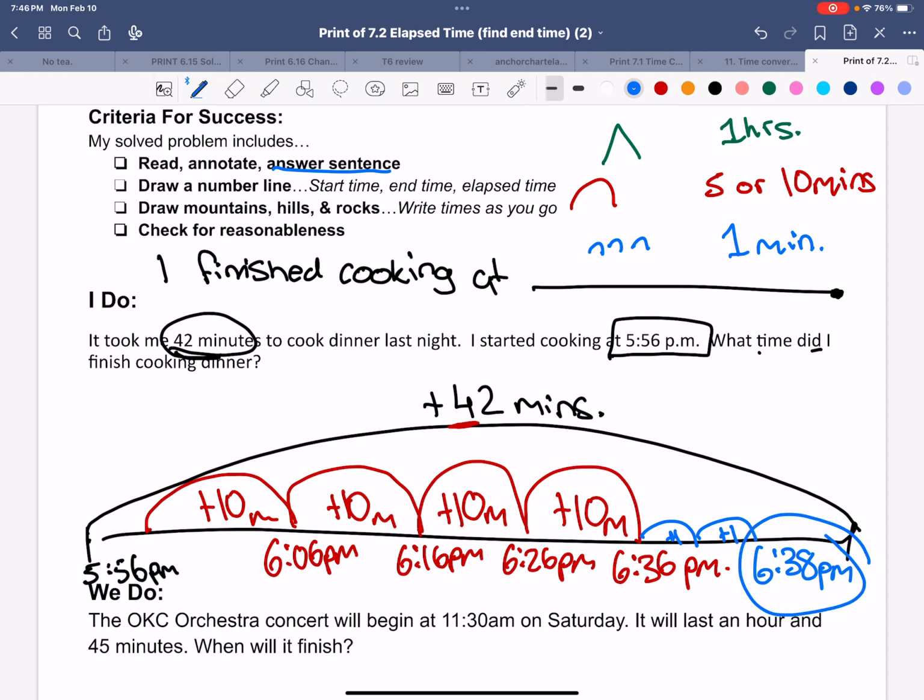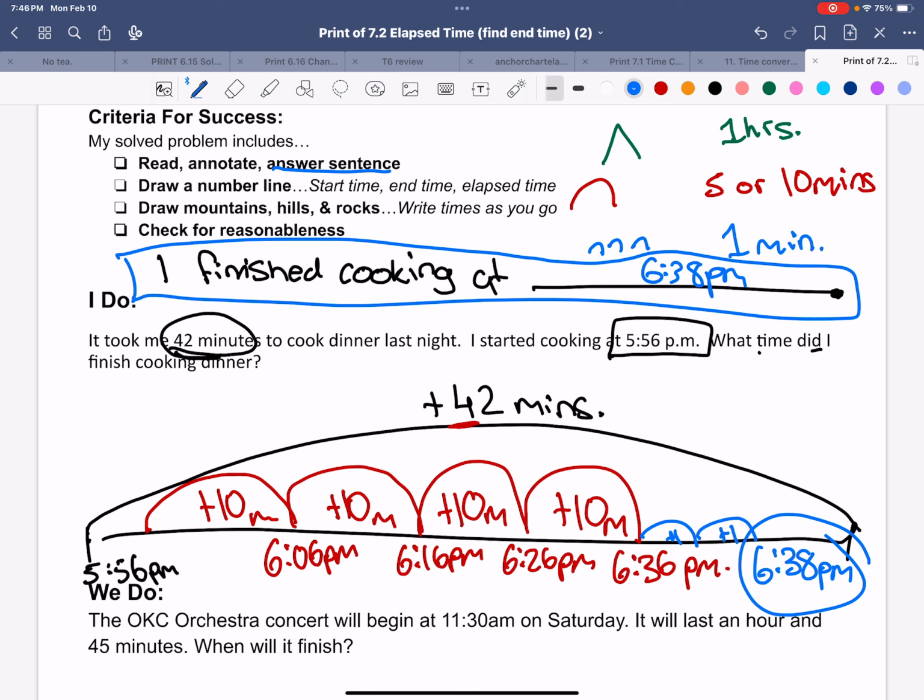Let me make sure that that makes sense. I'm going to check for reasonableness here. So if I started somewhere around 6 and I ended somewhere almost close to 6:40, would it make sense that only 42 minutes passed? Almost 6:40. Yeah, that makes sense that about 42 minutes passed. So I have checked for reasonableness. Let me go ahead and write down my final answer. I finished cooking at 6:38 p.m. Box your answer as well, please, so we know what your final answer is.